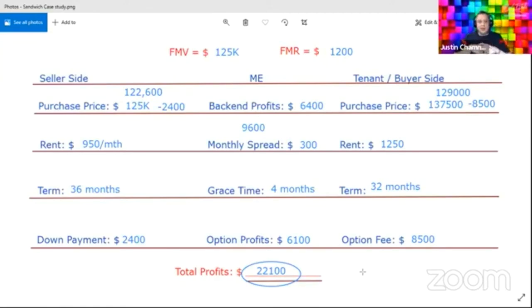If I was just going to assign my position over to the tenant buyer and execute a wholesale lease option, how much money would I make? $6,100, right? He put in 8,500. I have to give down payment 2,400 to the homeowner. So assigning this deal, I'm going to make $6,100. That's your assignment profits. But because I'm doing a sandwich, I'm making the monthly spread and a back end profit. That brings us to 22,100, which is a difference of $16,000.